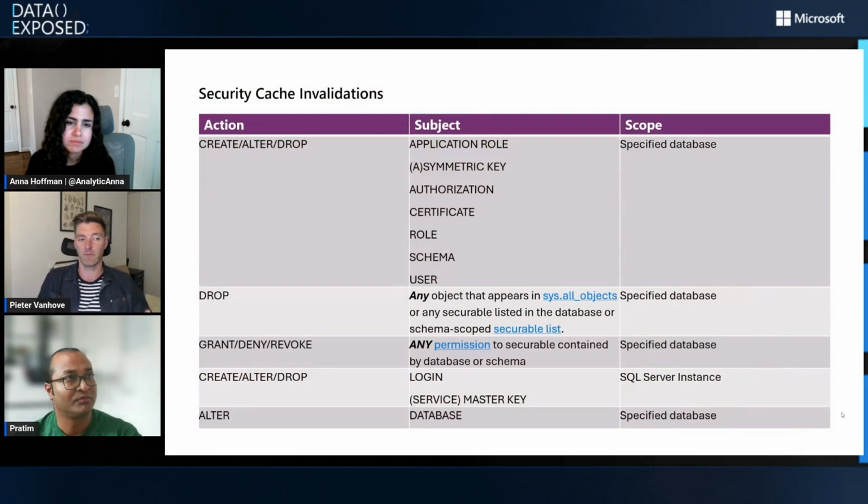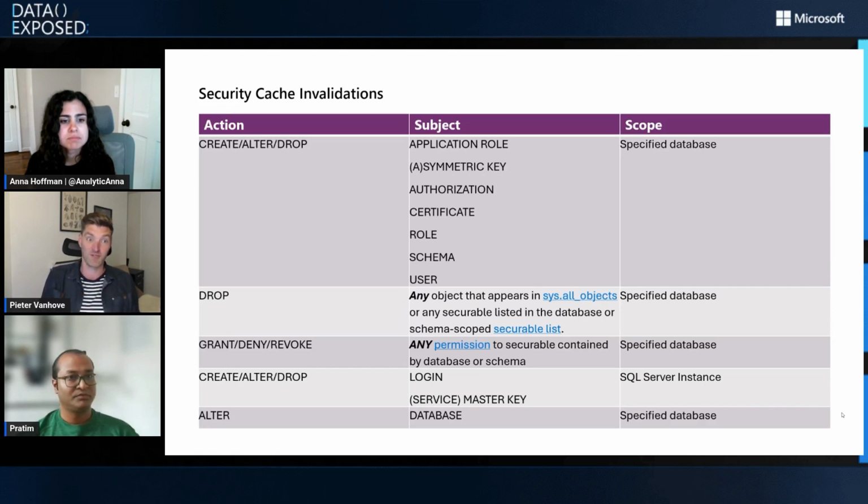Now, the security cache can be invalidated. For example, if you create a new login, or if you drop a login, or if you change permissions on the login, every single time you do this, we're going to invalidate the security cache completely, right? Which means if you have thousands of connections, we need to rebuild the cache completely from scratch for all these existing connections, which means you could end up with some high performance impact, because we need to rebuild the cache completely from scratch, right?